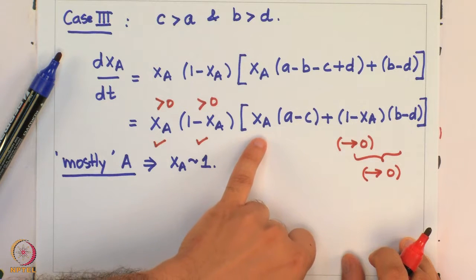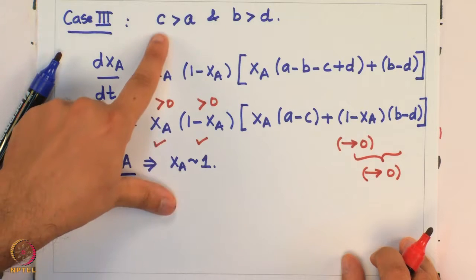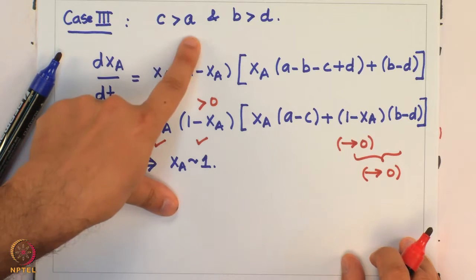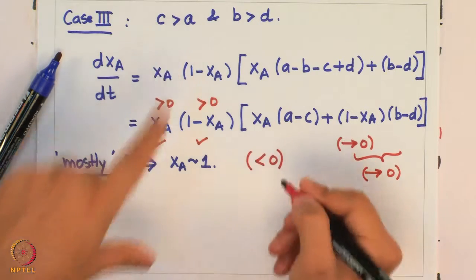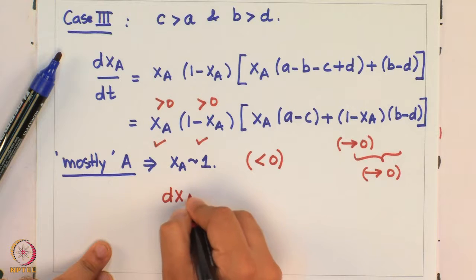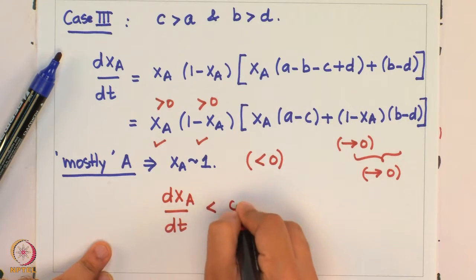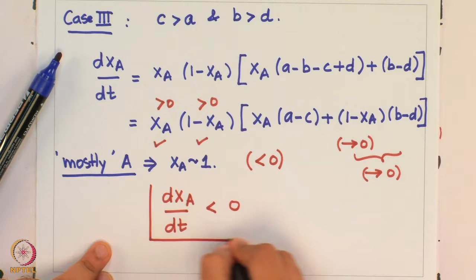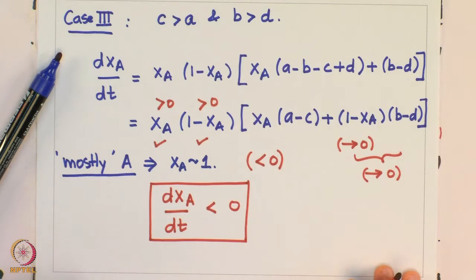And then I am left with x A into A minus c. But under the conditions that I have been given, c is bigger than A, hence this is less than 0. What that implies is that as x A approaches 1, dx A by dt is less than 0. That is what this relationship is telling us here.